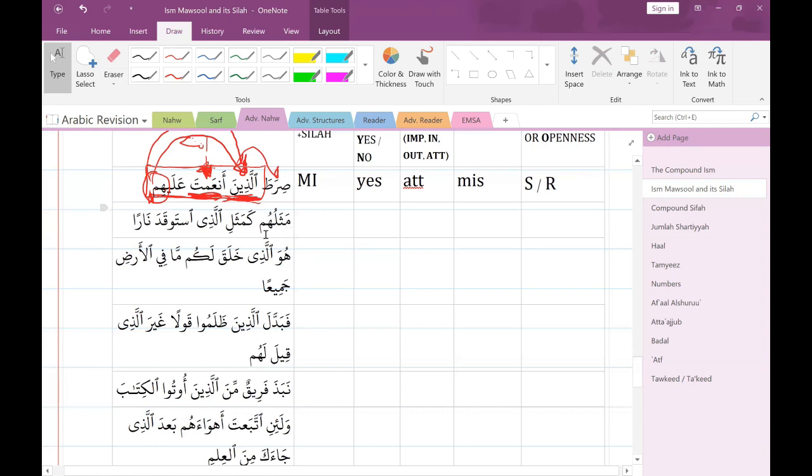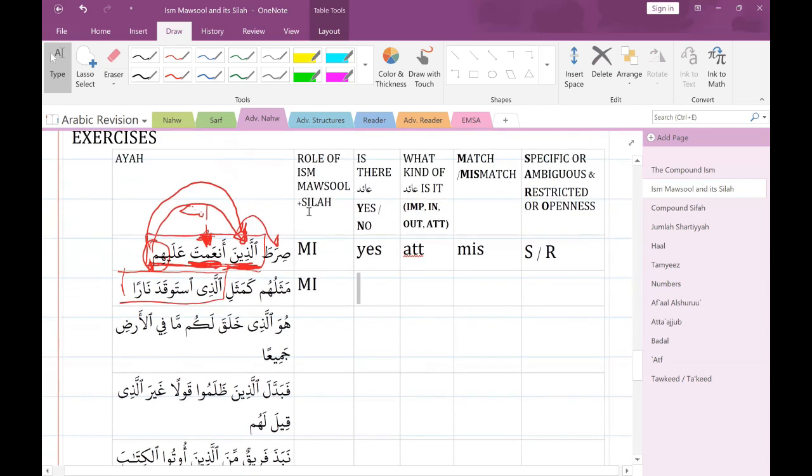So let's look at the second example. مثلهم كمثل الذي استوقد نارا. So what is the Ism Mawsool? Yes, that's our Silatul Mawsool. So again, another mudaf ilayh. Ka is harf jar, that's why mathali is majroor. But mathal is also light, no al. So that's our mudaf, and this is going to be a mudaf ilayh. So the whole thing is also a mudaf ilayh.